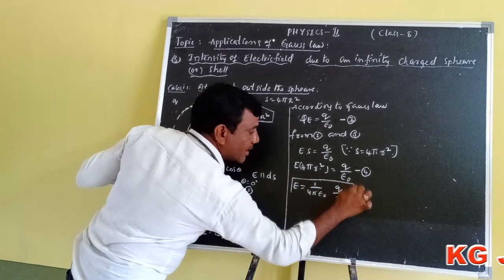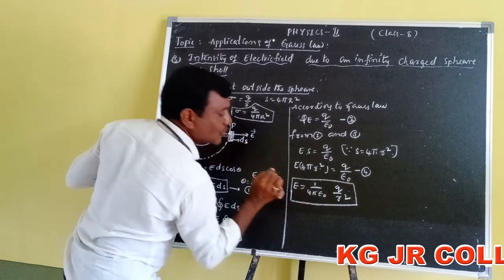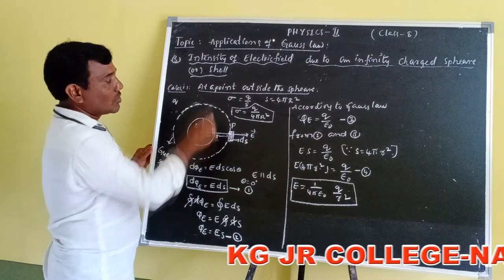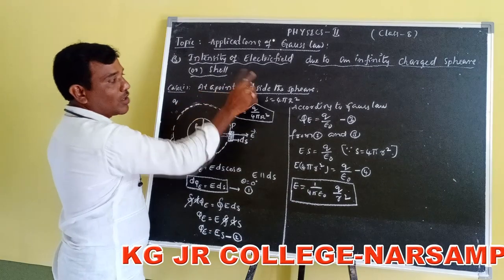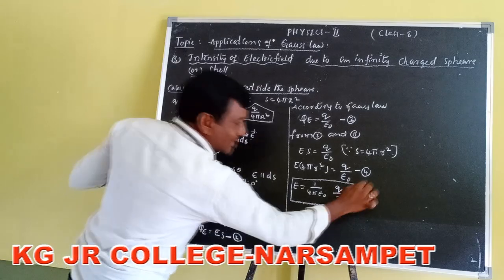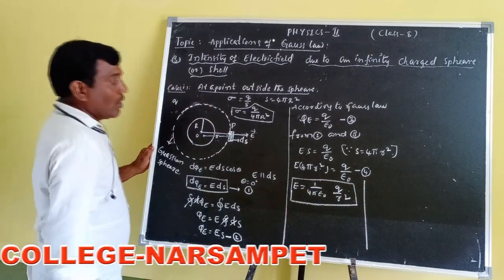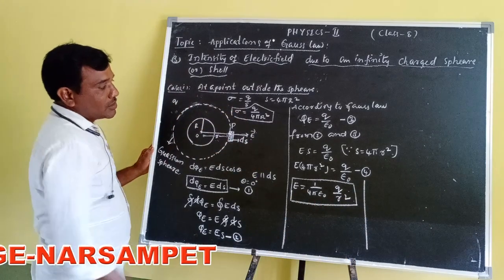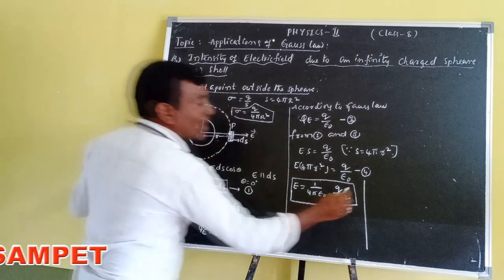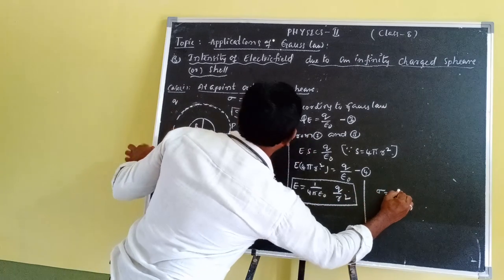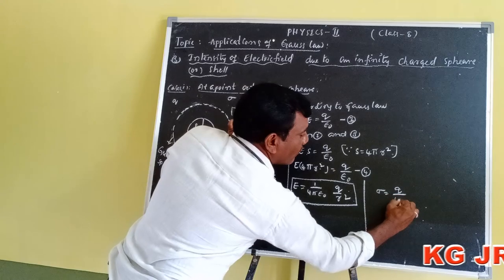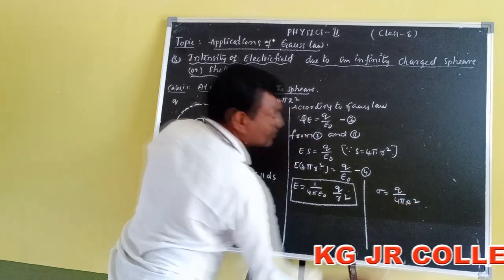It is the intensity of electric field due to a charged sphere at a point outside the sphere. This is an important topic. From the surface charge density, the formula is sigma is equal to q by 4 pi r square.